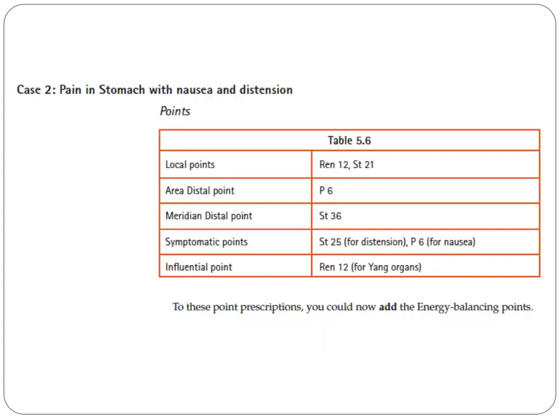Case number 2, pain in stomach with nausea and distension. For local points, use REN 12 and stomach 21. Area distal point, use pericardium 6. Meridian distal point, use stomach 36. Symptomatic points, use stomach 25 for distension, pericardium 6 for nausea, and influential point, use REN 12 for yang organs. To these point prescriptions, you should now add the energy balancing points.